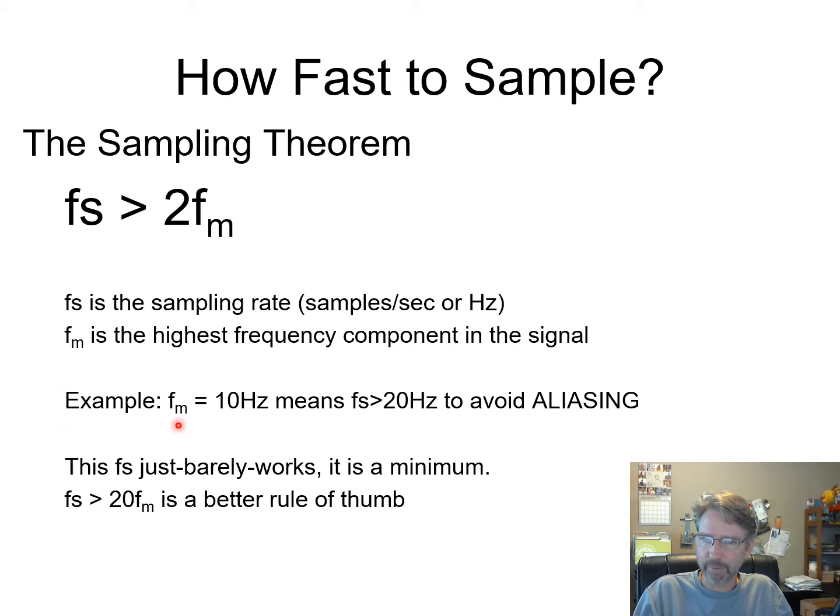As an example, if our signal has a 10 hertz maximum frequency in it, then we have to sample more than 20 hertz. And if you don't sample fast enough, if you violate the sampling theorem, your data will be aliased. And we'll look at pictures of aliasing in just a second. This is a minimum, so Fs has to be greater than 2Fm. But that's just barely working. It's not very good. So 20 times, if you need to put a number on it, is a better rule of thumb for good sampling, and we'll see that in just a second too.